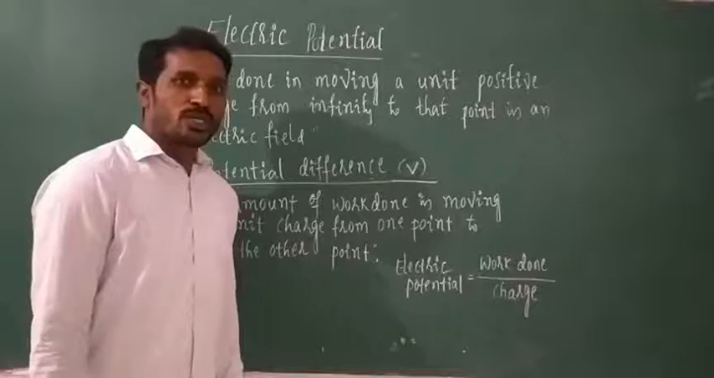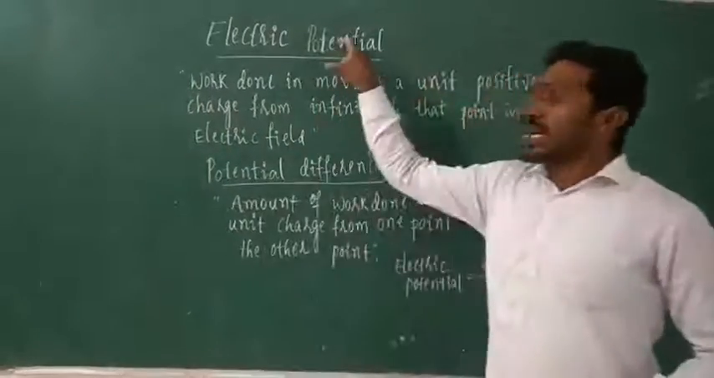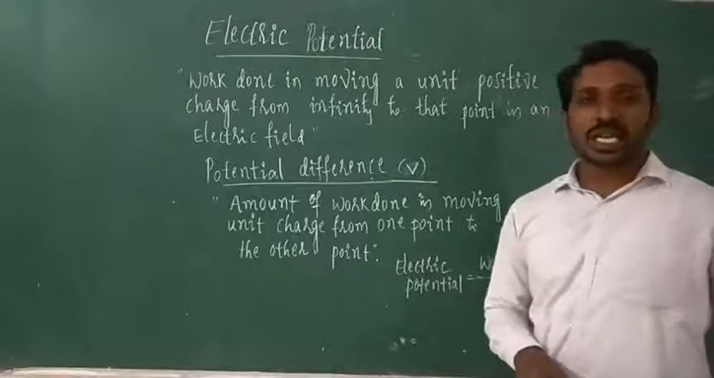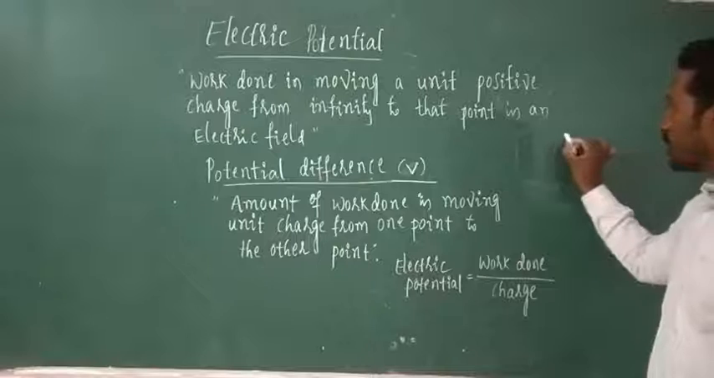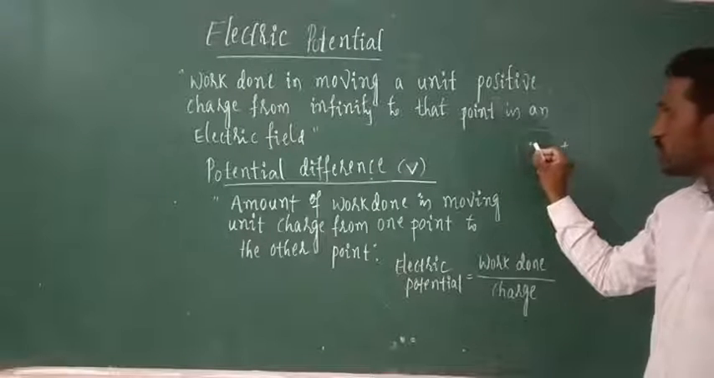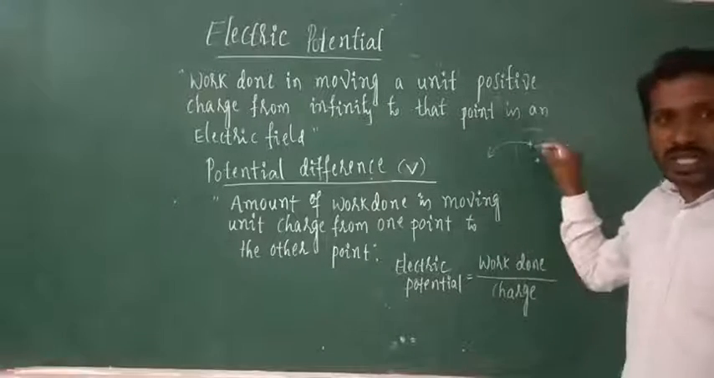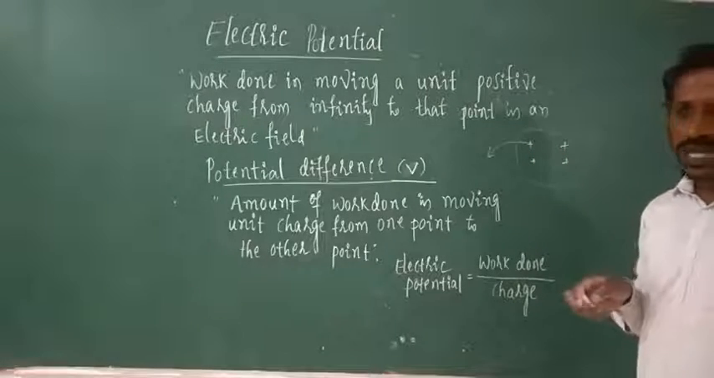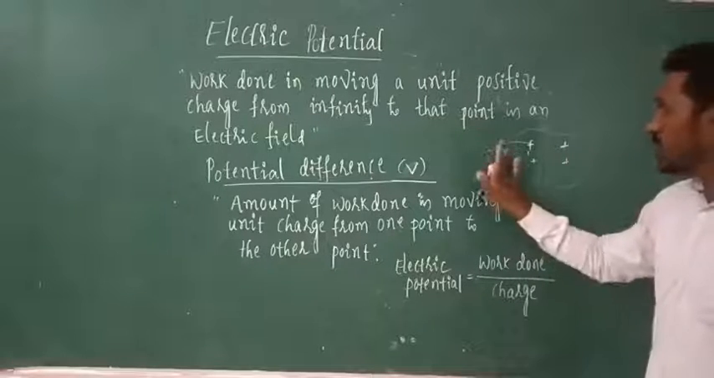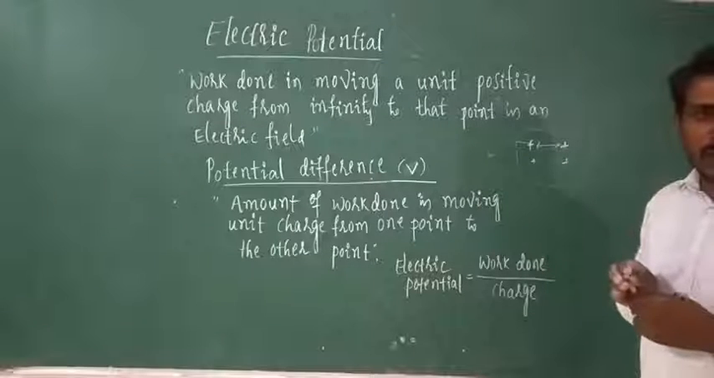Okay students, now we will discuss what electric potential and potential difference are. Electric potential is the work done in moving a unit positive charge from infinity to that point in an electric field. Suppose this is one electric field. To move a charge from one point to another, we have to apply some energy against the repulsion force. Suppose this is one positive charge and this is one more positive charge. Generally, these two will repel each other.